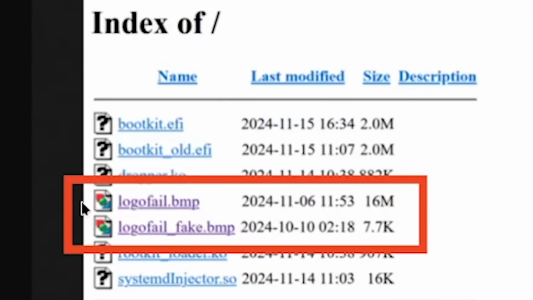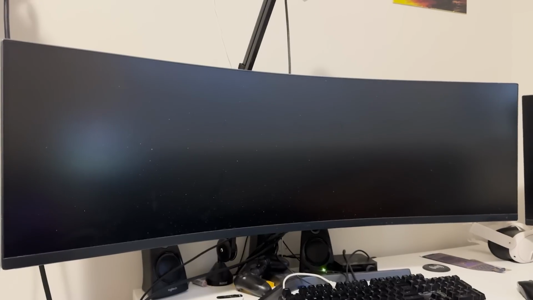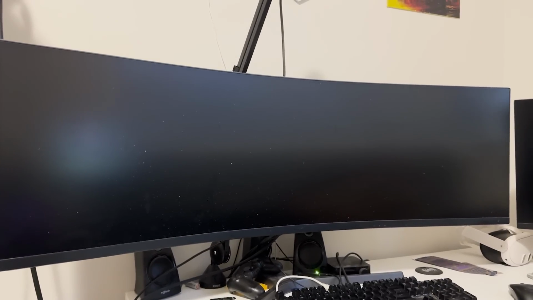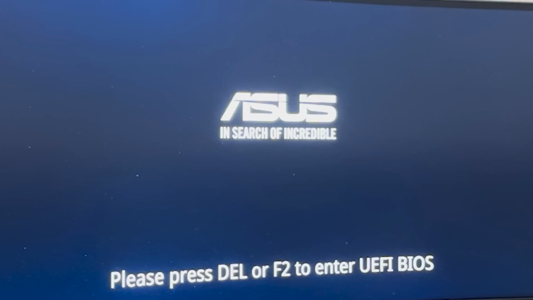So one of the things that showed up in the research Discord and the people sharing files around was one interesting file known as logofail.bmp. Now what Logofail is, ladies and gentlemen, is an exploit used by the actual hackers in the situation to leverage BootKitty. So every time you fire up your computer and you see your motherboard manufacturer logo, sometimes you see ASUS, it could be Gigabyte, it could be whatever.